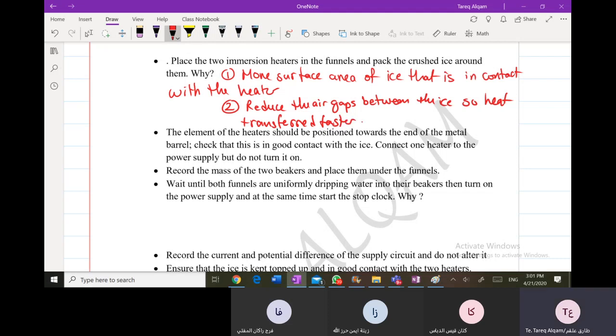The element of the heater should be positioned towards the end of the metal barrel. Check that there is good contact with the ice. Connect the heater to the power supply. Don't turn it on. Record the mass of the two beakers and place them under the funnel.